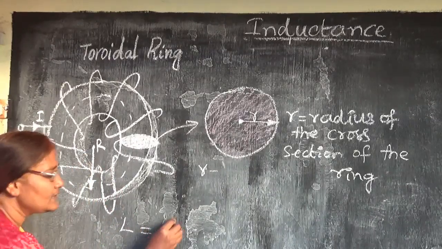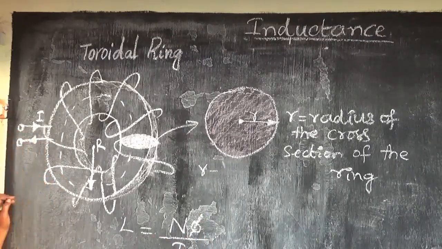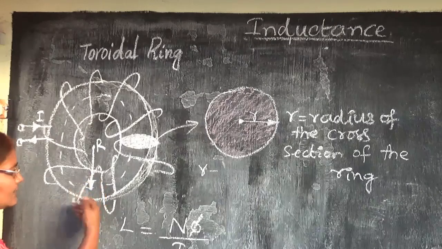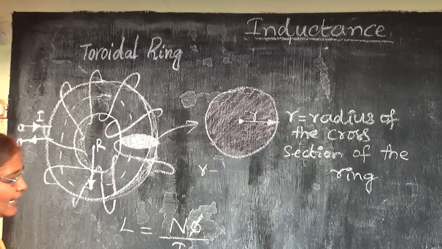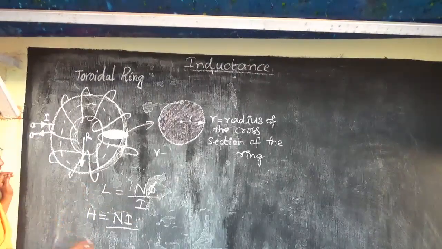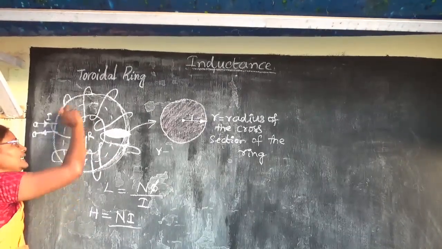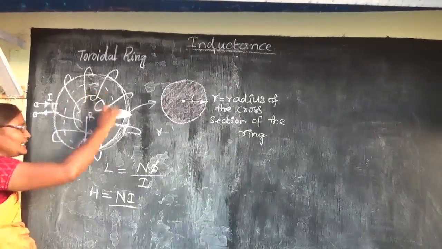You know that L is equal to N phi, the total number of flux linkages, by the current flowing through it. So I current is flowing through this conductor which is wound on this ring. And we know that H is equal to N i by the length. In the previous case, in the solenoid, we took the length of the material. Now also we have to take the length of the material on which the coil is wound.